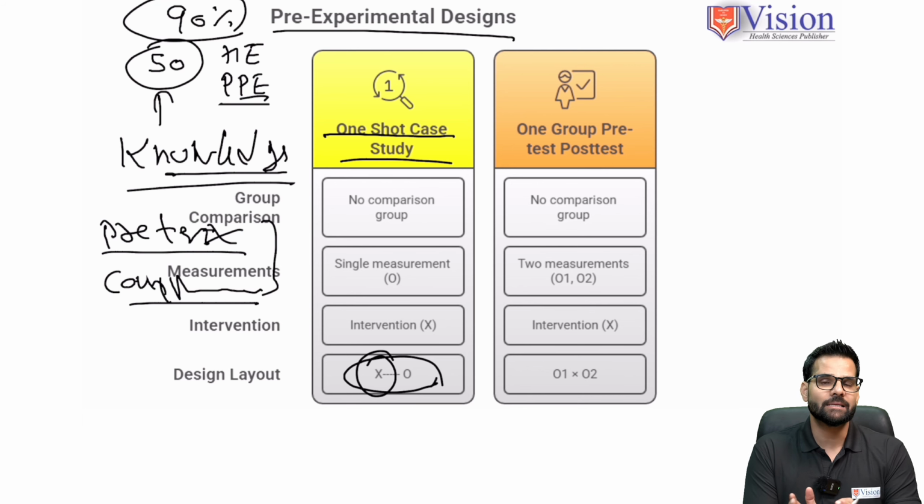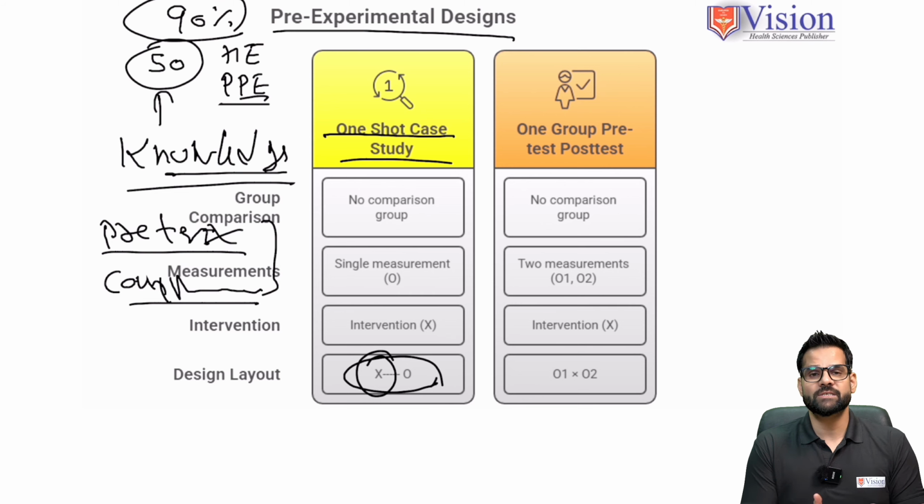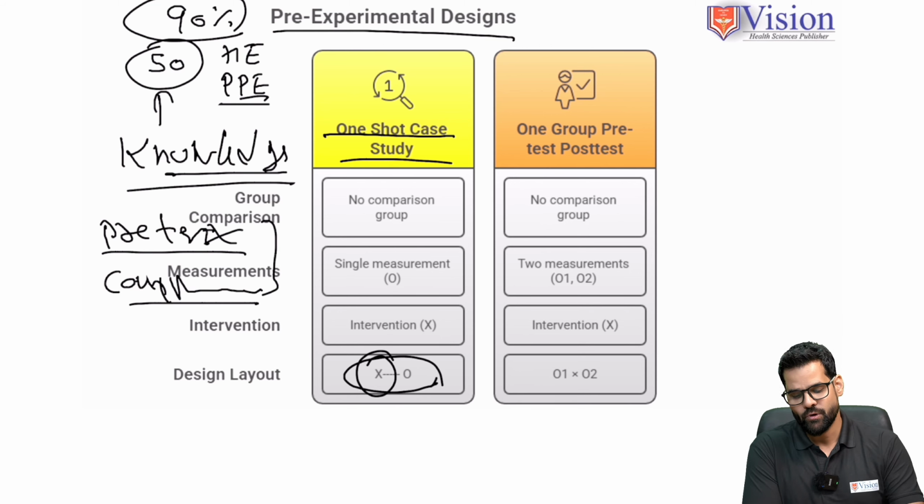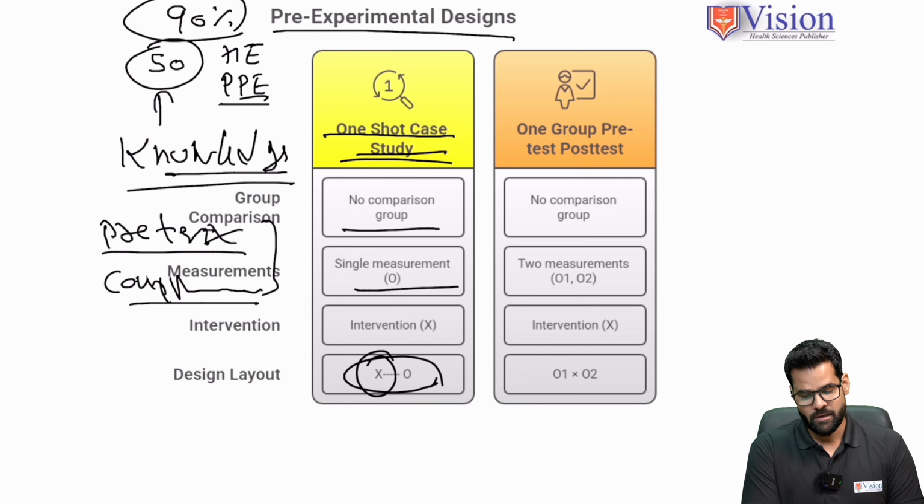And there are so many other threats. Already I have discussed, while discussing internal validity, there could be some other factor. Maybe other than your intervention, they had a recent class on PPE. Maybe they recently participated in some intervention on the same topic. So these kinds of things cannot be ruled out when you have this kind of design. There is no comparison, there is only a single measurement and there is an intervention.